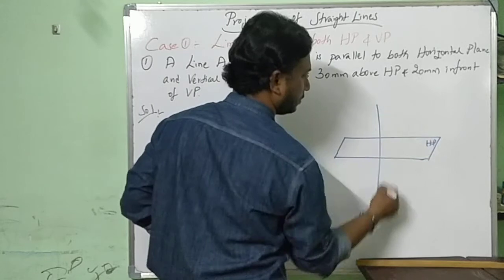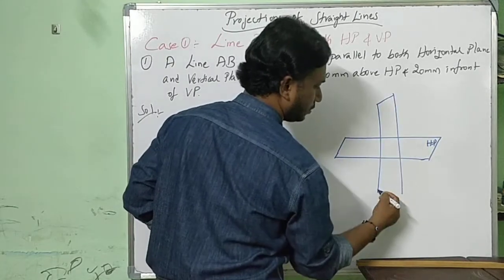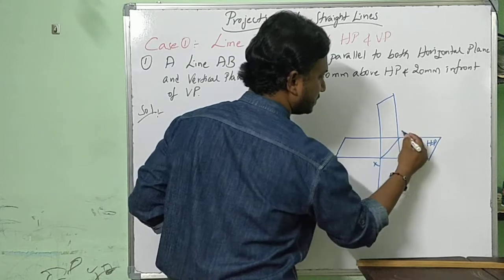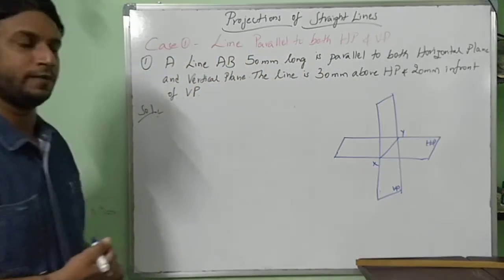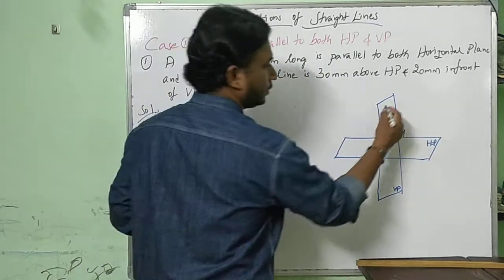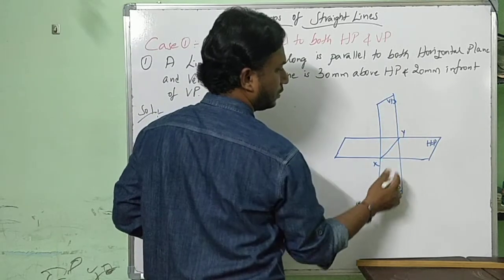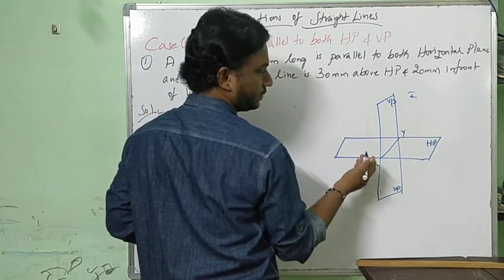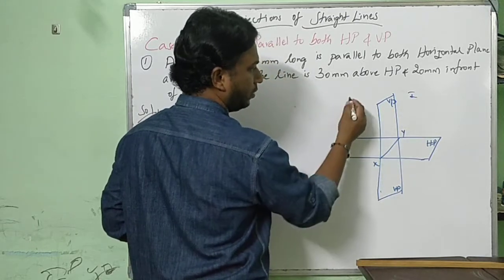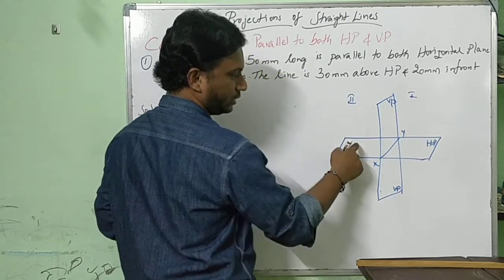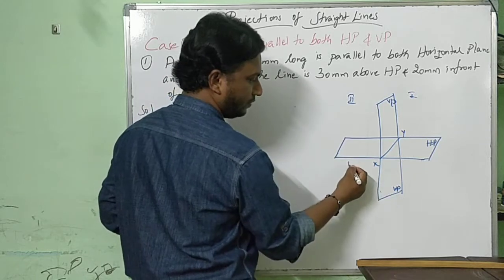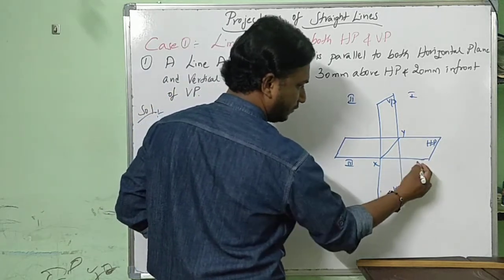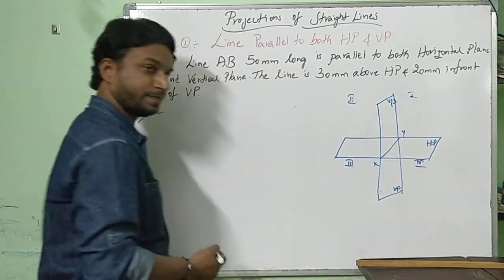Horizontal plane, vertical plane, reference line XY. Above HP, in front of VP, first quadrant. Behind VP, above HP, second quadrant. Below HP, behind VP, third quadrant. Below HP, in front of VP, fourth quadrant.